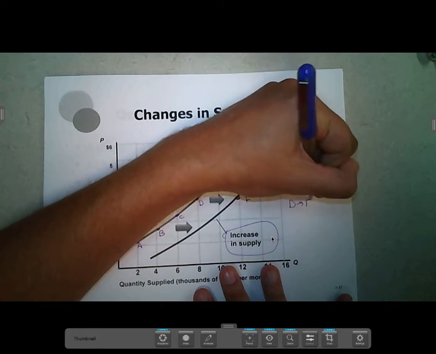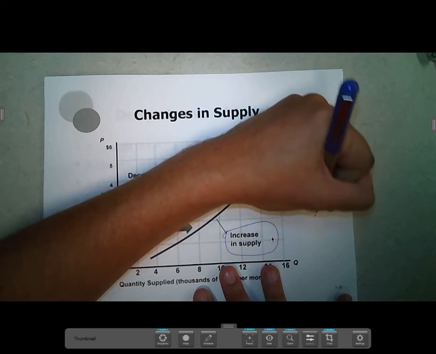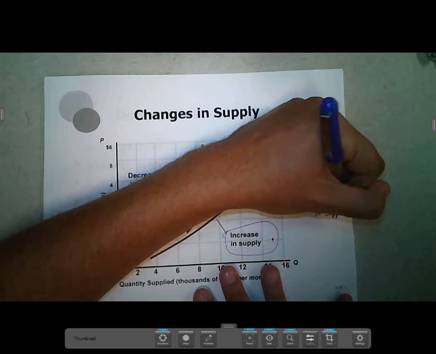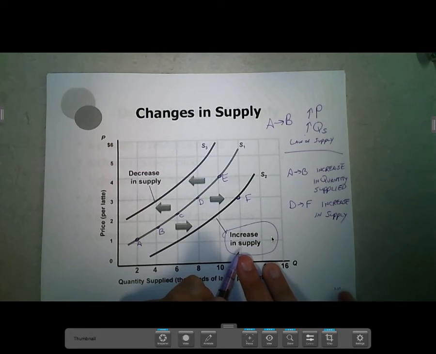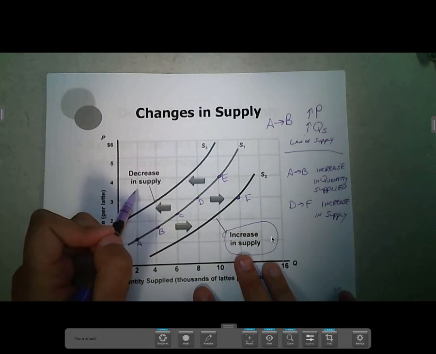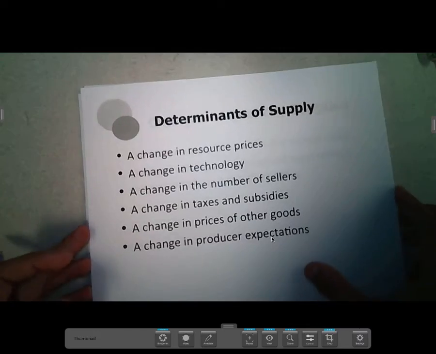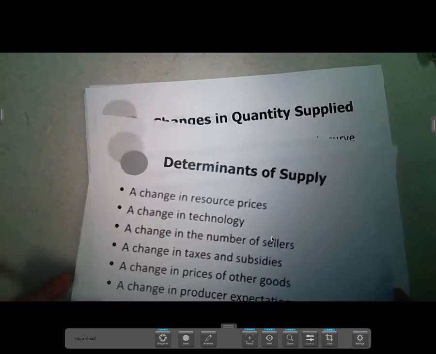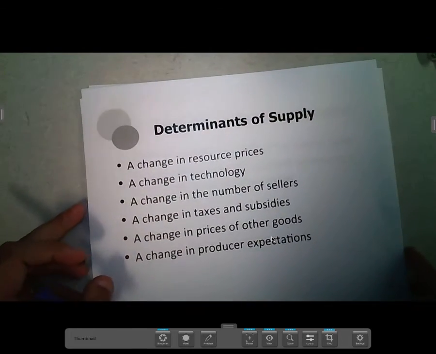D to F would be written out as my increase in supply. Something other than the price is going to have to be changing to get this increase in supply or the decrease in supply. That's the point of these next two slides here. What would those other things be? Well, in this case here, we're just doing it on a single slide here.